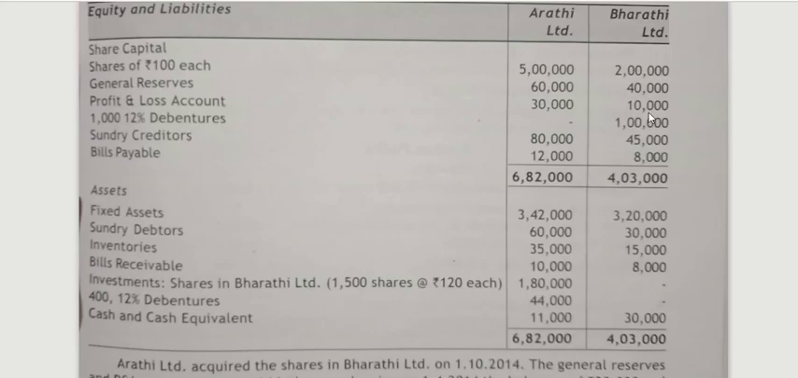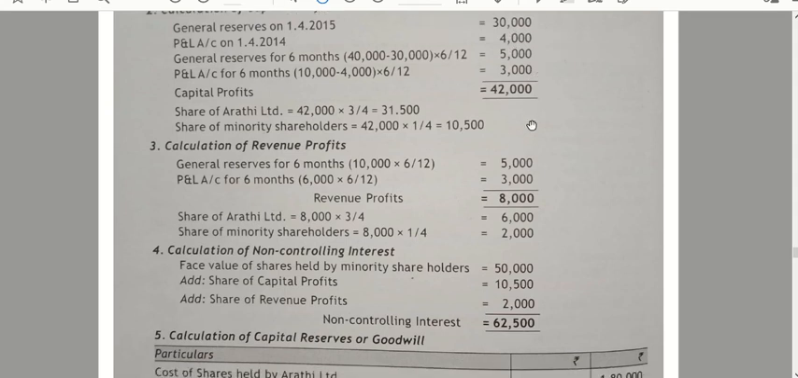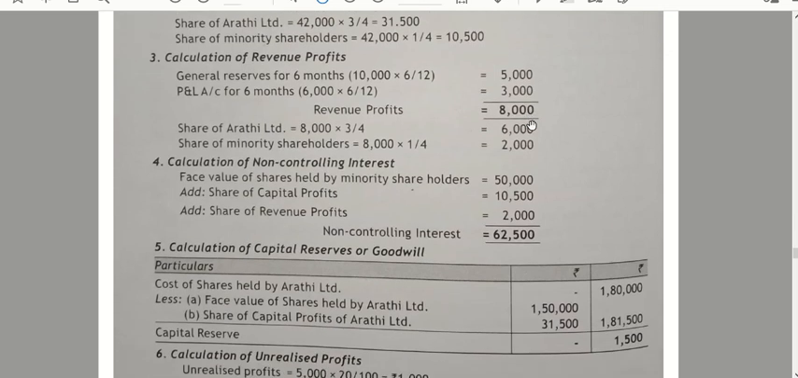So for Bharati Limited it is 10,000. So 10,000 minus your 4,000 into 6 by 12, which is 3,000. So your capital profit is 42,000. Share of Aarti Limited, 42,000 into 3 by 4, 31,500. Share of minority shareholders, 42,000 into 1 by 4, which is 10,500.